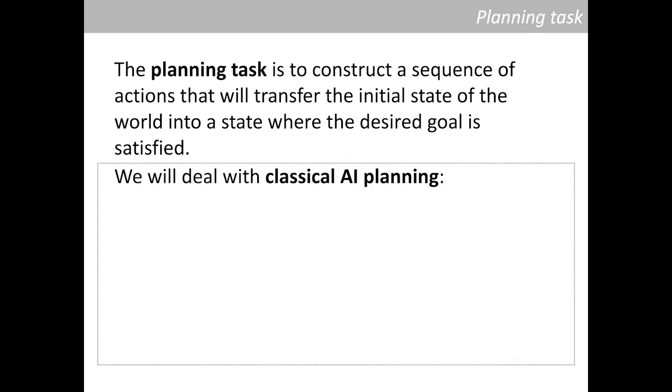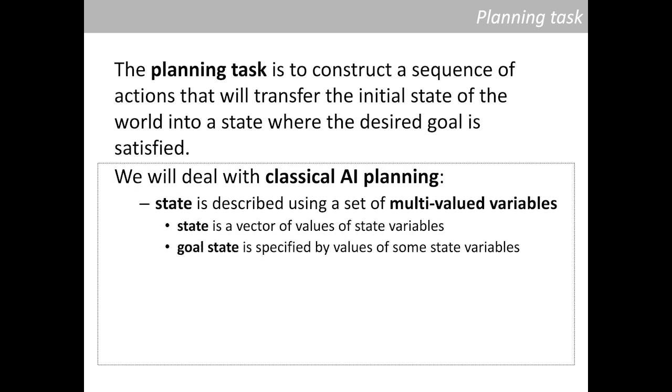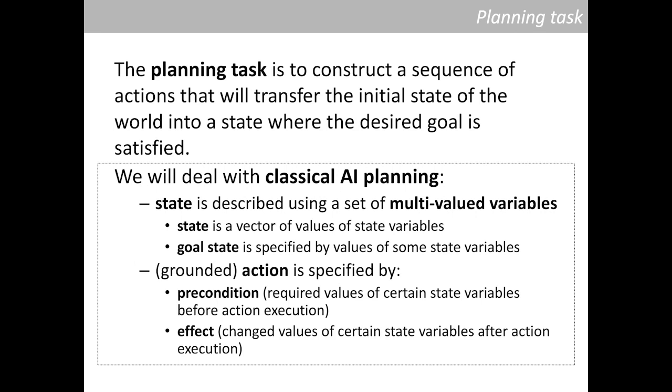So first, we need to describe how to specify the states. So we will be using a representation that is called a multivalued state variables representation. So state will be described as a vector of values of the state variables, and goal state will be specified by giving values of some state variables. Action is then described as a transition from one state to another state, and we will specify precondition of the action as a constraint about specific values of state variables in one state, and the effect will be described as an assignment of values to specific state variables.